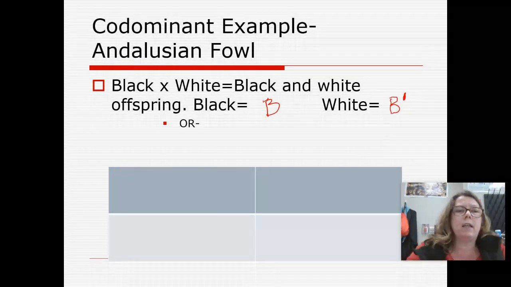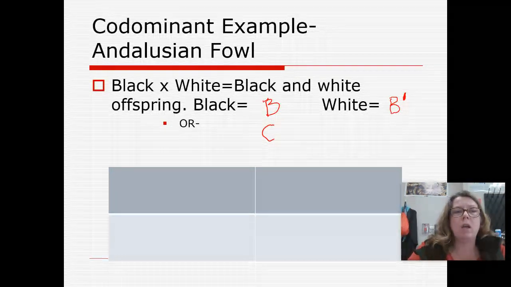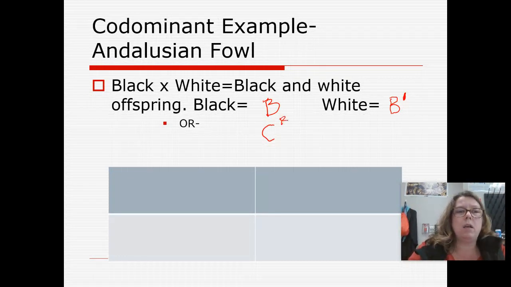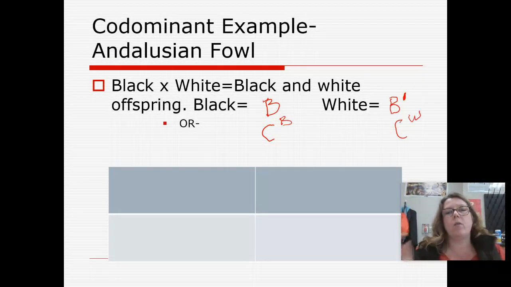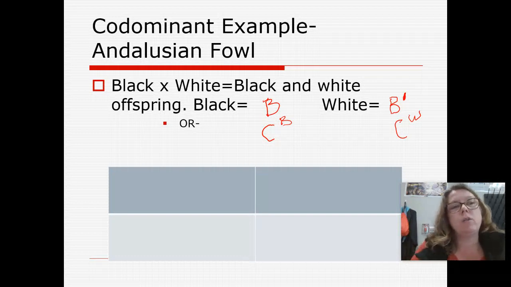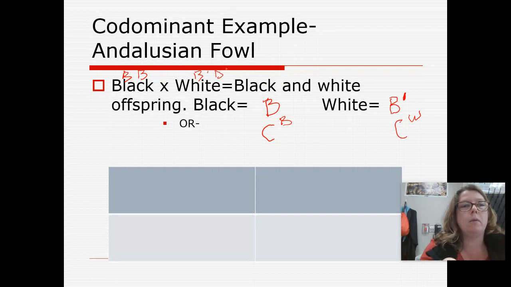I've also seen a notation where they might use C for color, and then they use CB for black and CW for white. That way you're keeping the same base letter, indicating we're still doing the same trait, but just marking them differently. So when we do this cross, the black chicken is BB and the white chicken is B prime, B prime.